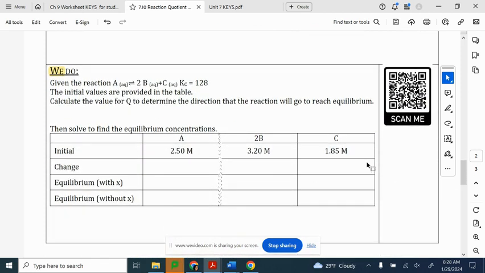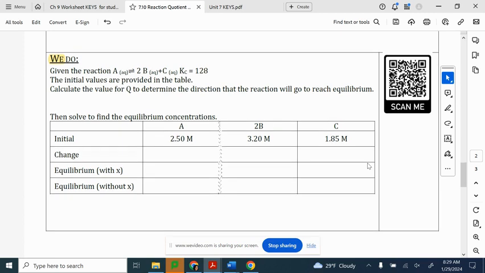All right, let's see this guy. We are going to calculate Q to figure out which way it's going to go. And then we're going to solve for our equilibrium concentrations. Okay. So we've got our Q value. Q is going to equal, okay, so this is where our arrow is here. They've got our equation balanced down in the table this time, so that's nice.